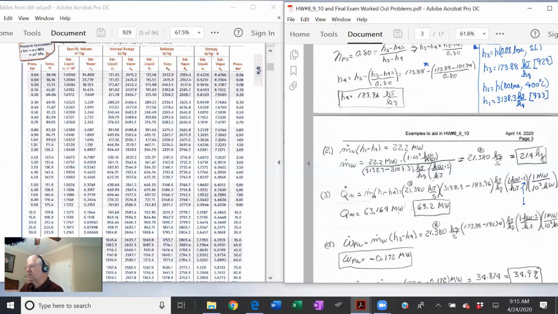63,164 kilowatts is equal to 63.2 megawatts. Hopefully I didn't... That should be a decimal, 63.164. Okay, all right, very good.